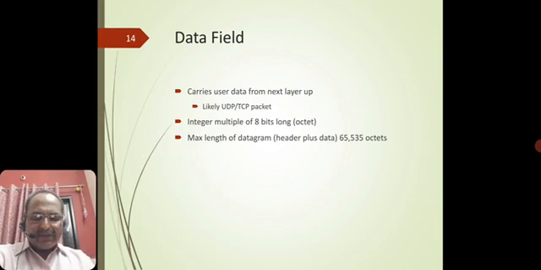Data field, which is very important. Here it carries the user data from the next layer up. It is likely UDP or TCP packets. It is integer multiples of 8 bits, a long octet. Maximum length of datagram, header plus data, includes 65,535 octets. An octet is 8 bits. It's called an octet, right?